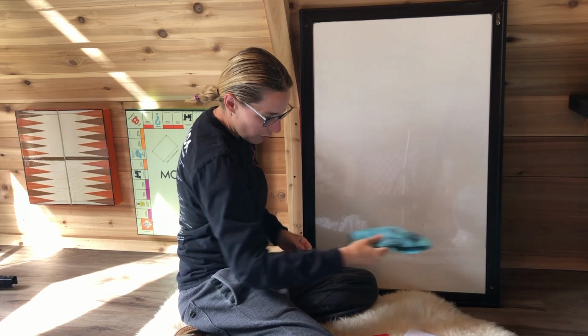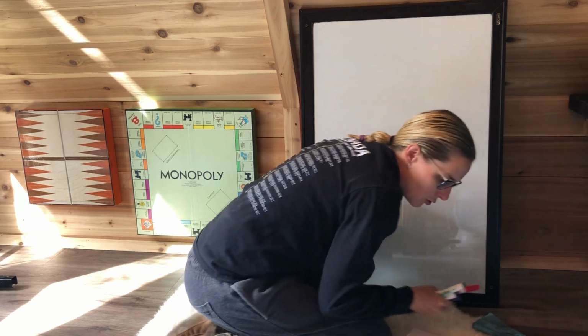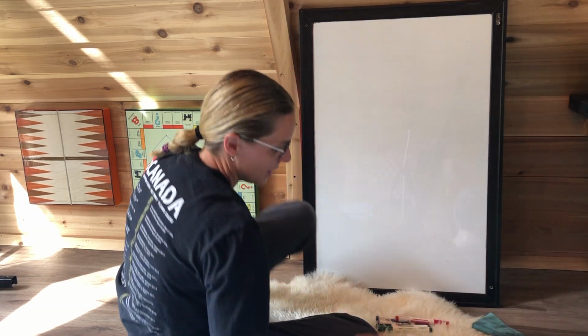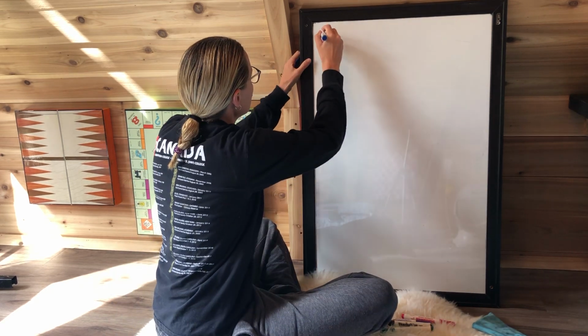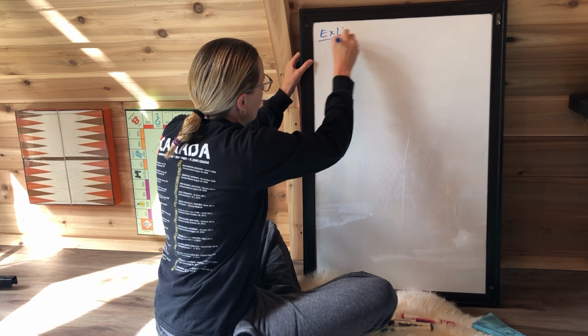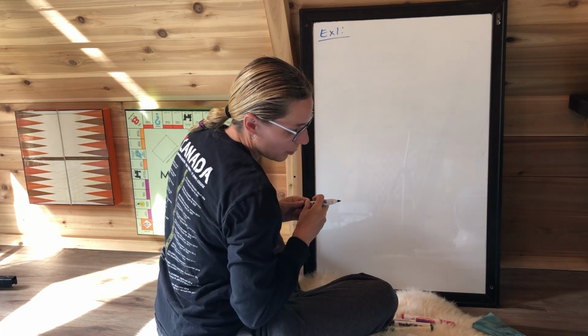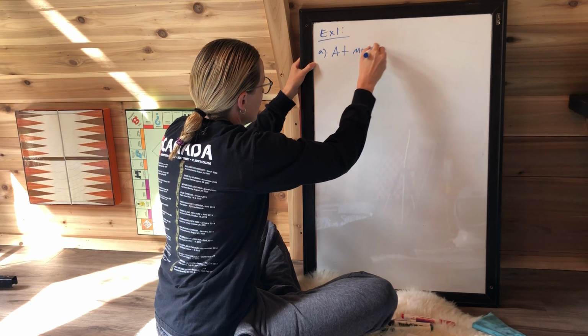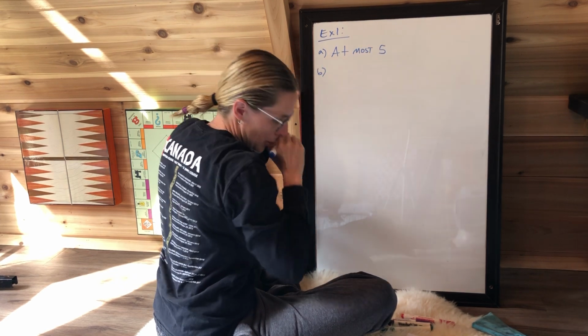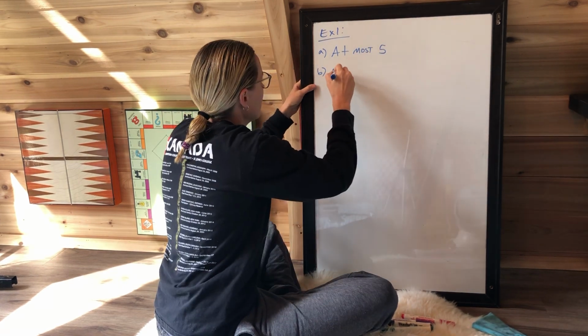Okay, so the first example is just trying to write the probability statement. In example 1, we want to convert these words into a probability statement. It starts like this: A is at most 5. B is more than 5.